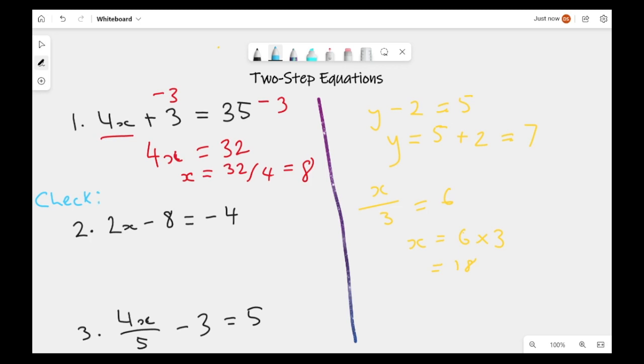So if x equals 8, then 4 times that x plus 3 should give us 35. So 4 times 8, what does that give us? That gives us 32. And when we add 3 to that, 32 plus 3 equals 35. Tick. We've found a value for x that satisfies the equation.